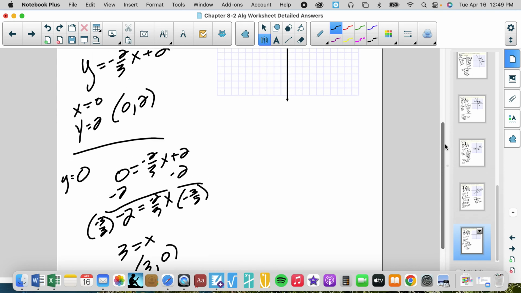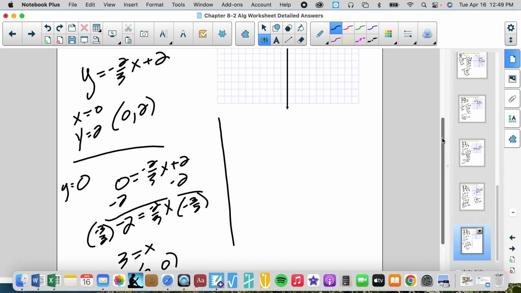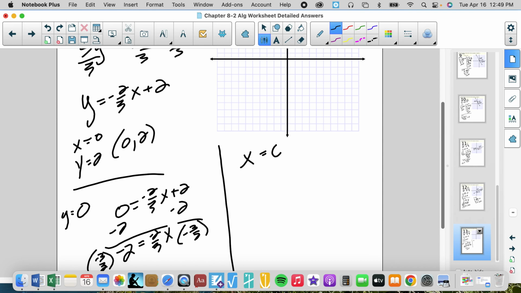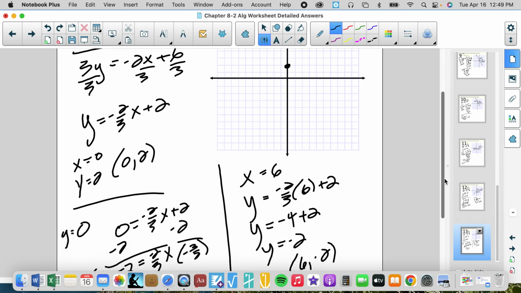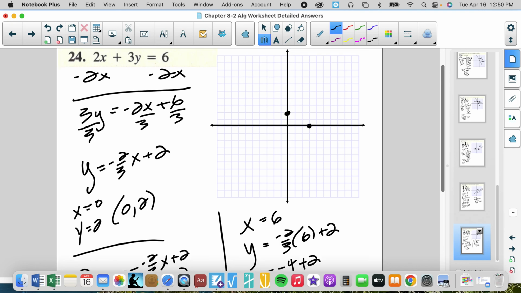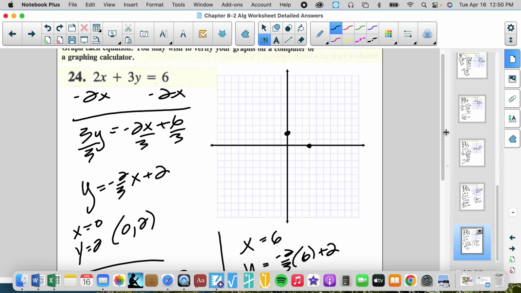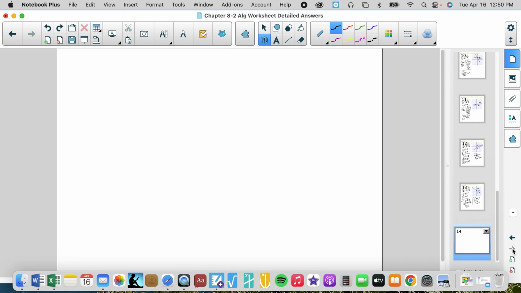Now, again, I need to find a third point. I'm not going to pick 3 because I've already had it. So I'm going to pick 6 again. And we get y equals negative 2/3 times 6 plus 2. You get negative 4 plus 2, negative 2, so 6, negative 2. We have 3 points: 0, 2, 3, 0, and this time it is 6, negative 2. Oh, that was nice. Split those hairs, baby. This is 0, 2. This is 3, 0. This is 6, negative 2. Voila! All right. That's a good one.